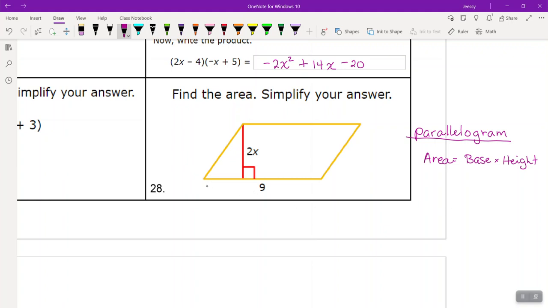The base here happens to be, all right, I'm giving you the hint right there. The base here is 9. And what's the height? All right, so now multiply. What is the area? Multiply. What's the area?